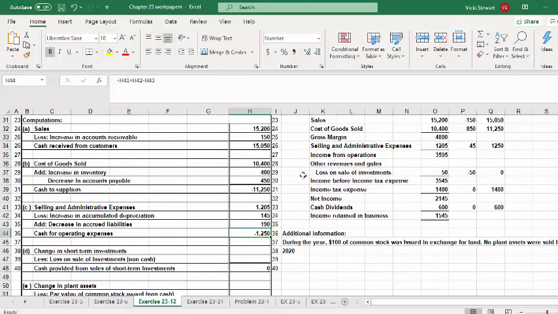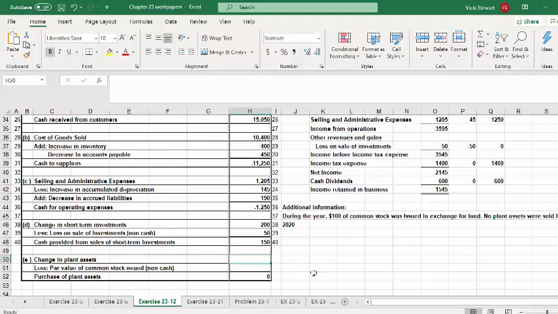Next, we see on the income statement that there was a loss on the sale of an investment. So when there is a loss, we know that the proceeds that we received from the sale of these investments were less than the change. The change in short-term investments shown on the comparative balance sheet was $200. But if we had a loss on the sale, that means we actually only received $150 in cash. So we need to adjust that.